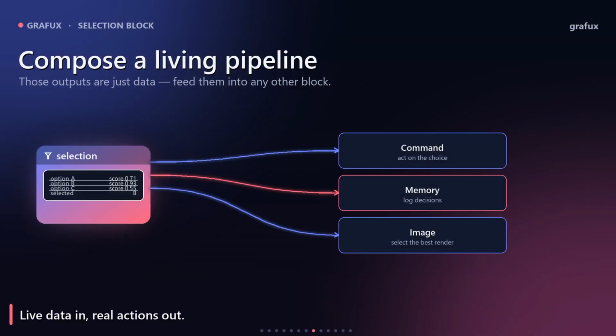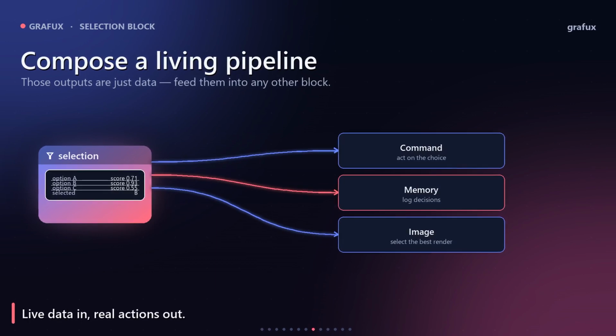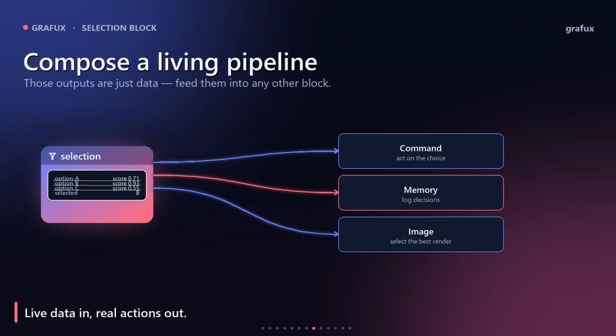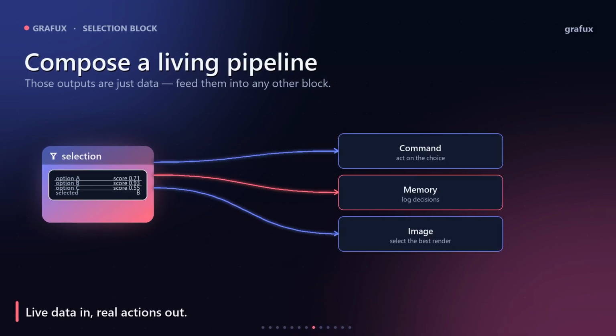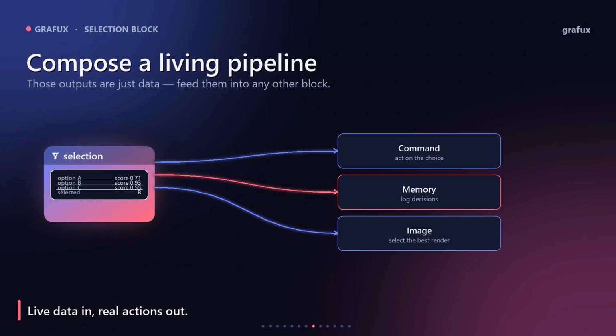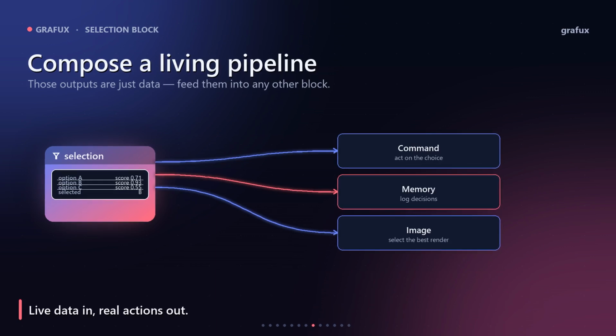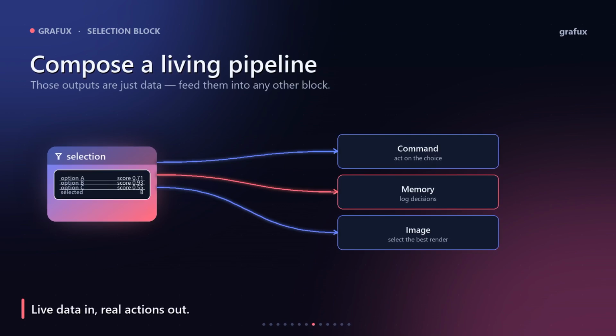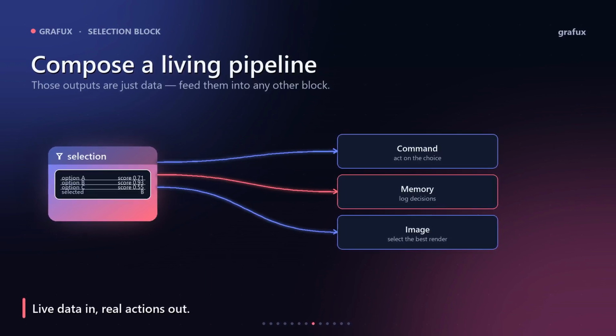And because those outputs are just data, the real power shows up when you compose. Feed the selection block into a command block, a memory block, and an image block, and watch the whole thing come alive. In minutes, you have built a living, breathing pipeline, visually with 0 code. Change one block, and everything downstream updates automatically, always in sync.